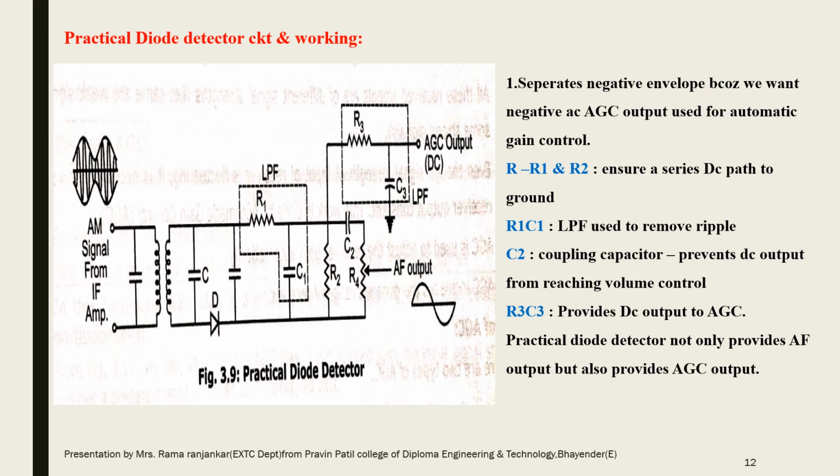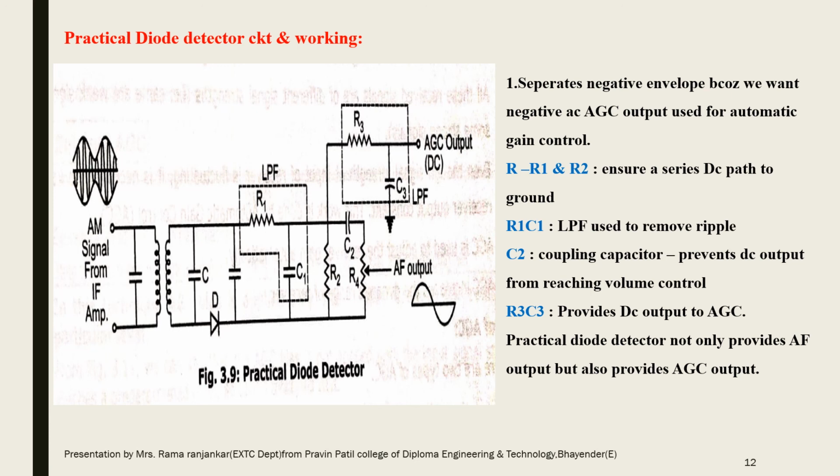Now in the practical diode circuit, resistor R of the simple diode detector is replaced by R1 and R2, which is used to ensure a series DC path to ground. Second, a low pass filter is used in the form of R1C1. So this circuit is used to remove the ripple.